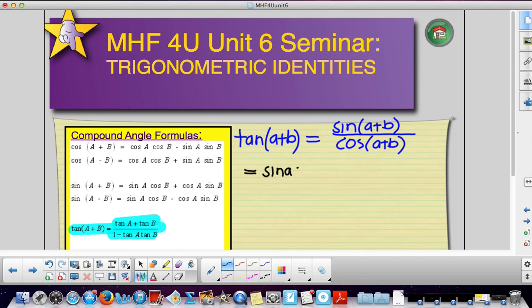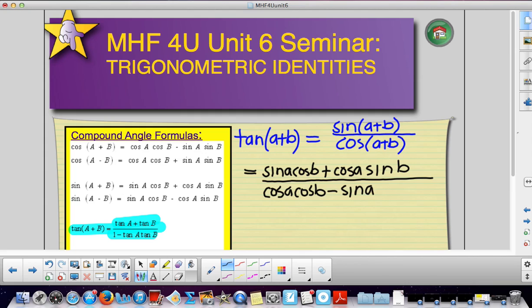So we have sine A cos B plus cos A sine B all over cos A cos B minus sine A sine B, which is equal to, we can break this up into sine A cos B plus cos A sine B divided by one common denominator. We're going to do the denominator separately. So we have cos A cos B.